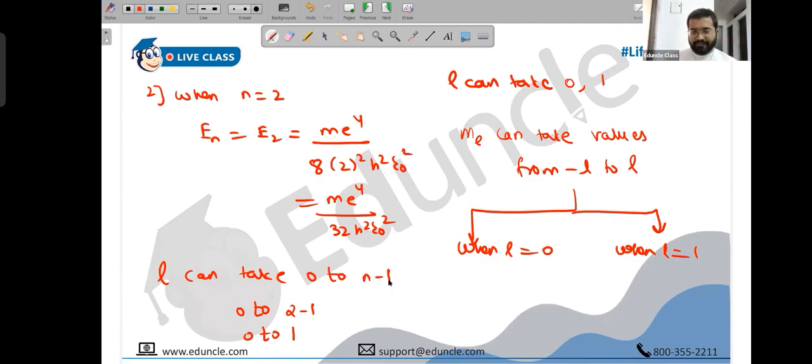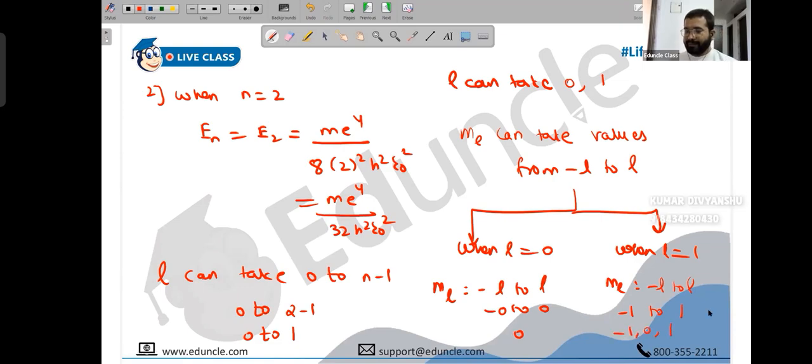Okay, better. So when L is 0, ML will take all the values from minus L to L, so minus 0 to 0, only 0. But when L is 1, ML can take all the values from minus L to L. It means minus 1 to 1, so minus 1, 0, and 1. So how many combinations of energy can I have now? When you talk about psi n l m, n is always 2. But when L is 0, ML is 0, and when L is 1, ML has 3 possibilities.